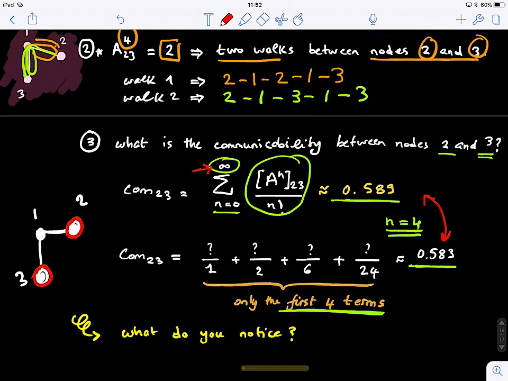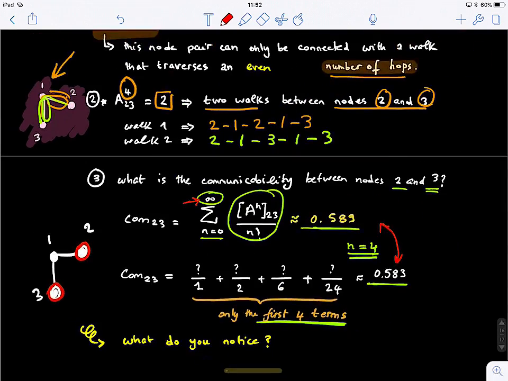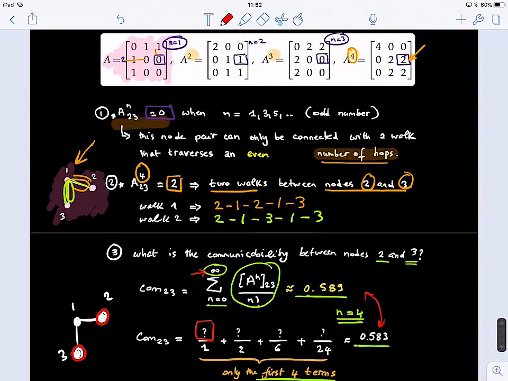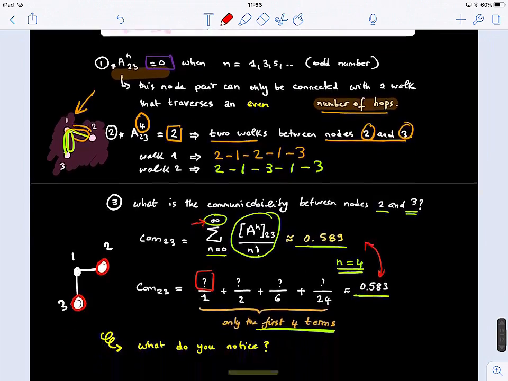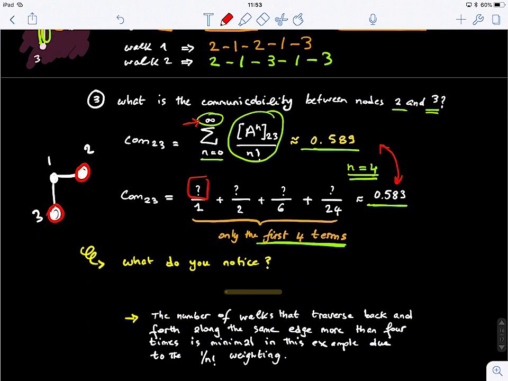Very good. So yeah, here, you guys can fill this in, it's easy. You can read all the values from the matrices and add them up. Here, basically, the number of walks that traverse back and forth along the same edge, because we need to go back and forth when n increases. So yeah. We could have 24 different paths in the 4 hops, and that would make the communicability value high, but there would be no 1, 2, 3 hop connection between the 2 nodes.